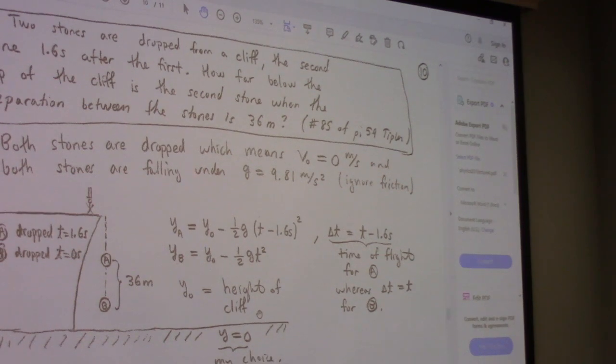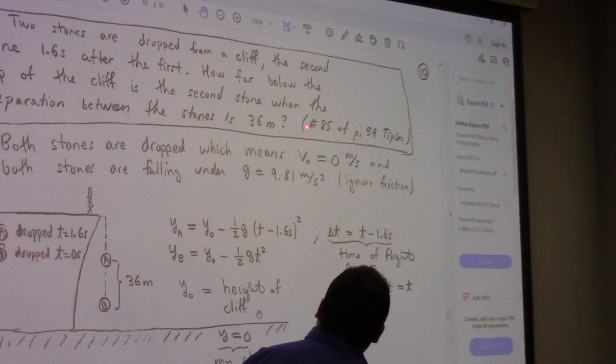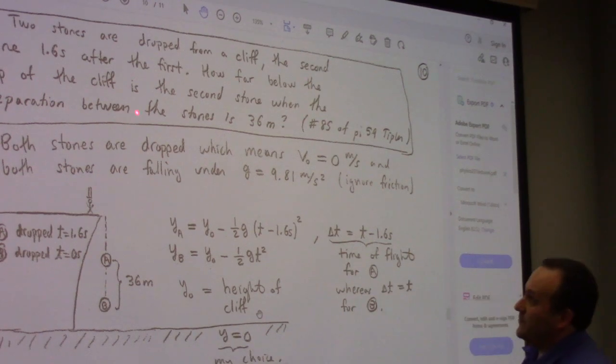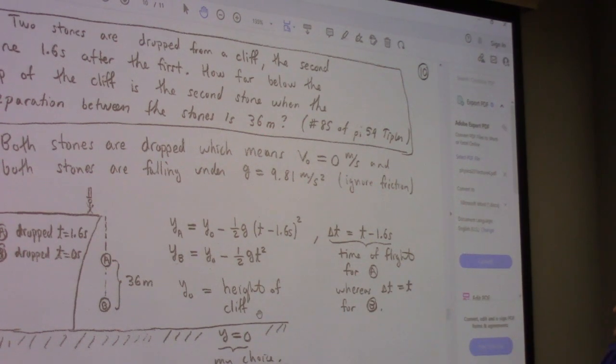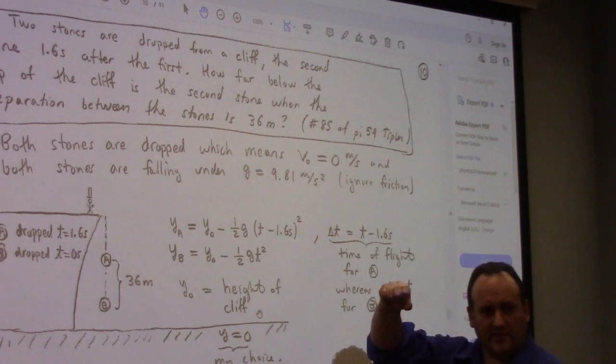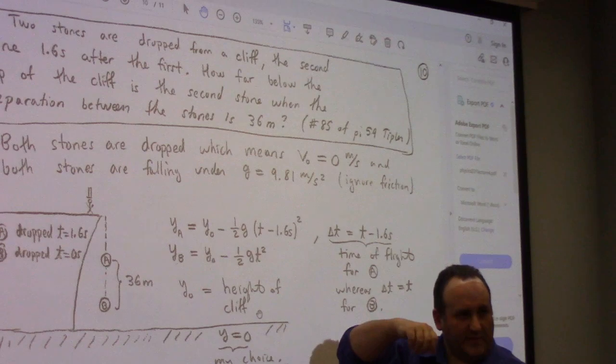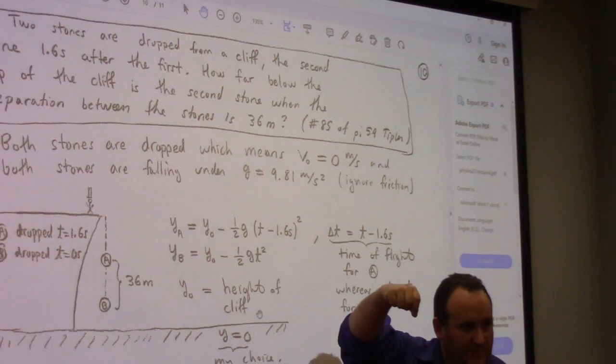Here's one I'll actually work through. Two stones are dropped from a cliff, all right? The second stone is dropped 1.6 seconds after the first. How far below the top of the cliff is the second stone when the separation between the stones is 36 meters? So do you understand? You're dropping one and then dropping another. At some time later, the distance between the things you've dropped is 36 meters.